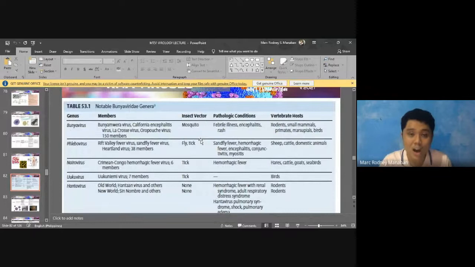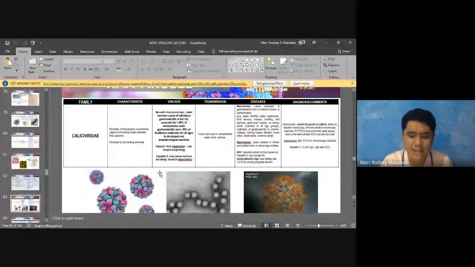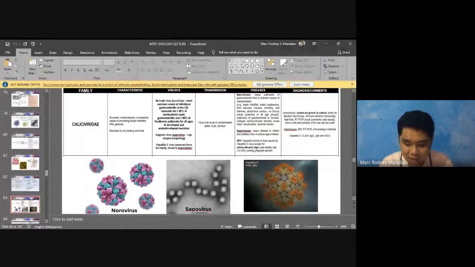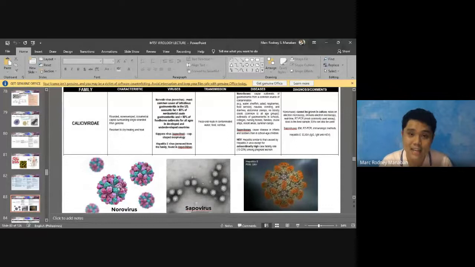Sige. The next family is your Caliciviridae. Ayan, your Caliciviridae, again, it's non-enveloped. Ayan, so diretso na sa capsid. Alright? It's resistant to heat, drying, and a lot of your detergents. Why? Because again, it's non-enveloped. Diretso na sa capsid. And we have mentioned na if capsid na ganito yun, it's very resistant to detergents and a lot of environmental abuses or environmental changes.